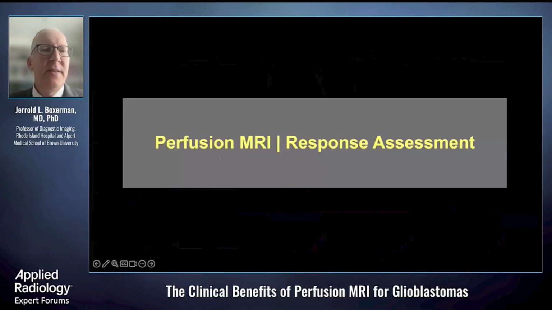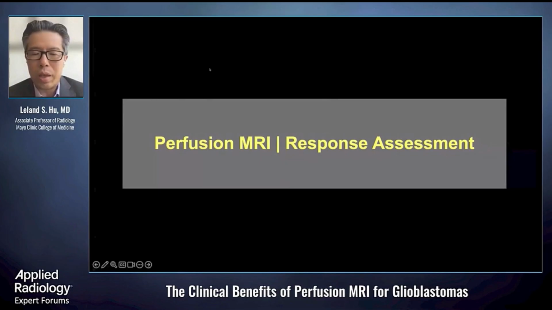Okay, so I'm now going to hand the platform over to Leland, who's going to talk about the use of perfusion MRI for response assessment of high-grade gliomas. So thank you, Jerry. Yeah, those are great cases, and we'll jump into response assessment using perfusion MR.